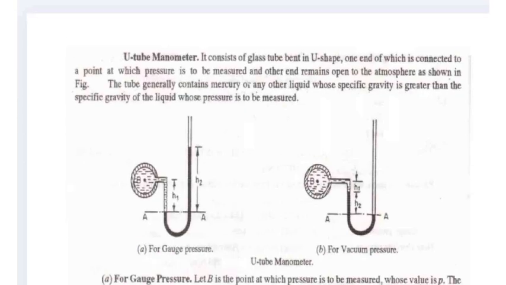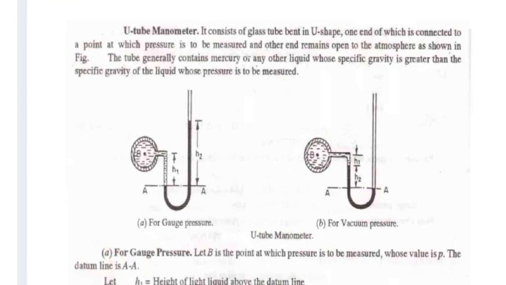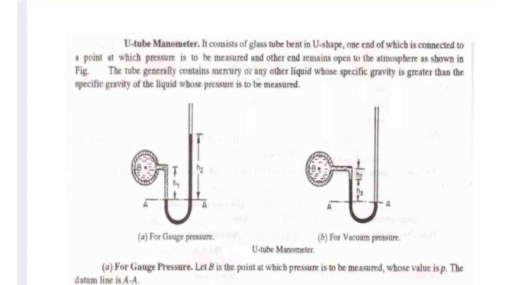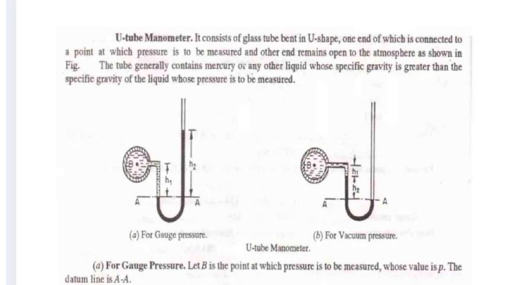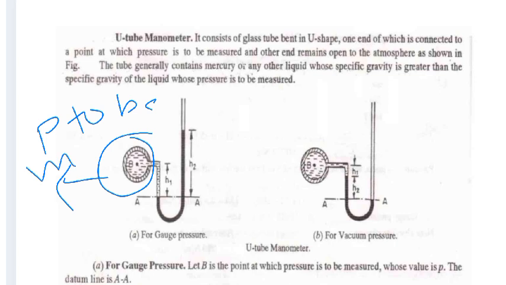Next, this is the U-tube manometer for gauge pressure and vacuum. It consists of a glass tube of U shape, one end of which is connected to a point where the pressure is to be measured. Suppose we want to measure this vessel's pressure. We can connect one tube to this point where the pressure is to be measured, and the other end remains open to the atmosphere.